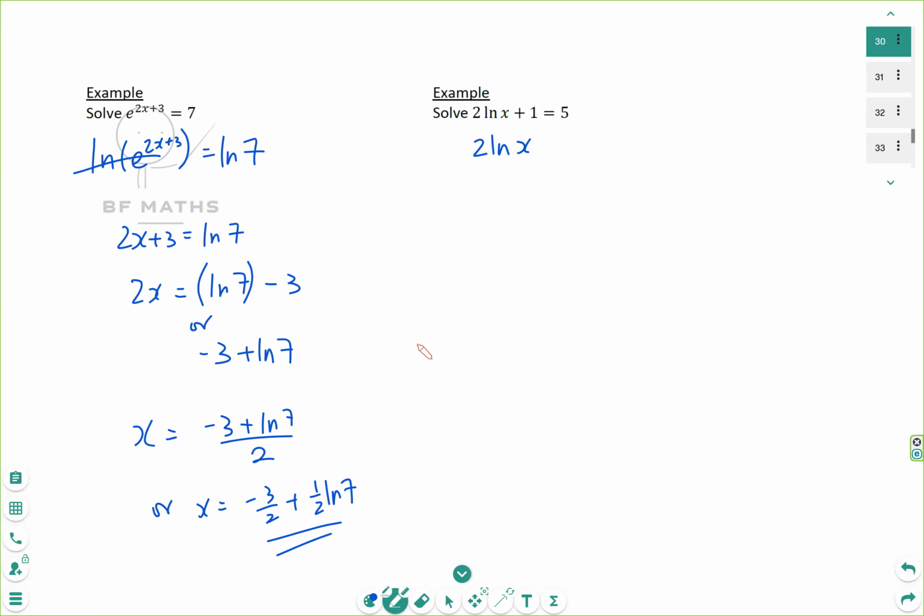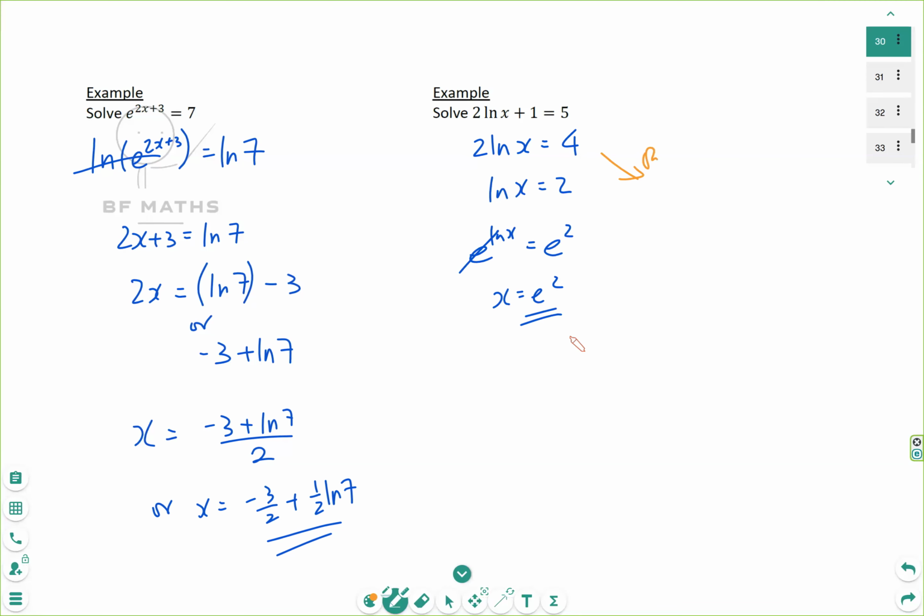So we'll do minus one first because that will make life a lot easier. So 2 ln x equals 5 minus 1 is 4. Then there are two ways. One, the simpler way, is to divide by 2. So ln x equals 2. Then e on both sides because we want to get rid of ln, right? So e and ln cancel out, x equals e squared.